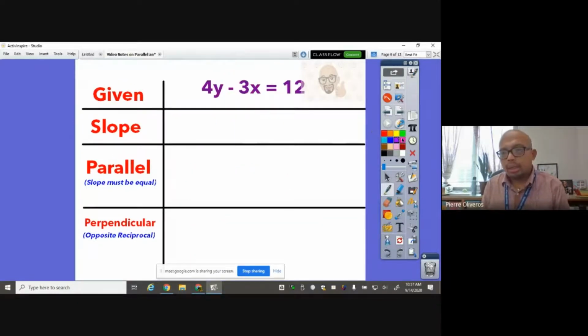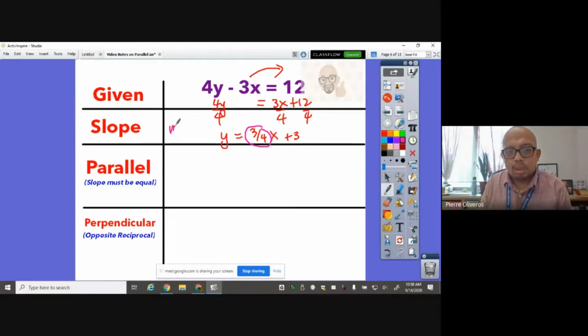One more. Okay, so here we're given an equation. It's not in slope intercept form, so we have to solve for the slope by converting this form by moving this negative 3x to the right side. So that will give us 4y is equal to 3x plus 12. I divide everything by 4, by 4, by 4. The equation here now will be y is equal to 3/4 x plus 3. So in this case, the slope here is 3/4.